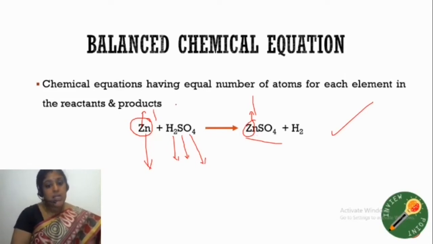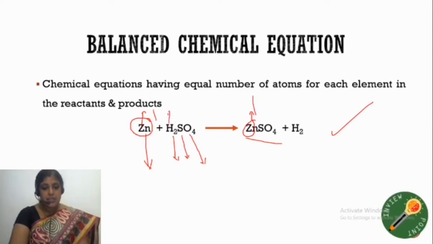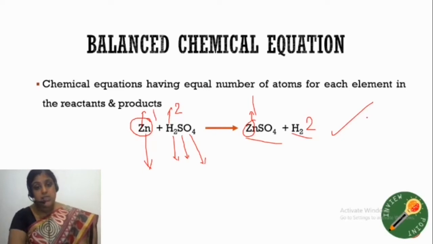Now take another element. The other element is hydrogen. If you're taking hydrogen, how many atoms are there in the reactant side? In the H2SO4, it is H2. So there are two hydrogen atoms in the reactant side, and here also it is H2. So there are two hydrogen atoms in the product side. So the number of hydrogen atoms in the reactant as well as the product side is equal.